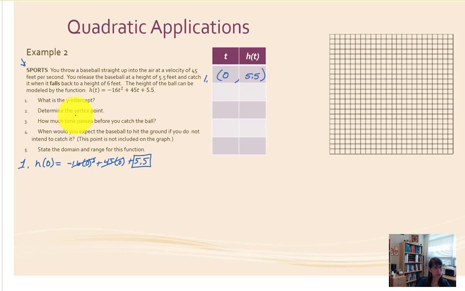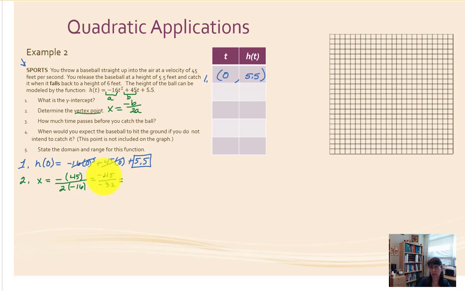In question 2, we'll determine the vertex point. Remember, x is equal to minus b over 2a when we're looking for the x value of the vertex point. So the value of a comes from that first coefficient. B is that second coefficient. So looking for vertex, x would be equal to negative times a b value of 45 divided by 2 times a. So 2 times minus 16. This gives us negative 45 divided by negative 32.